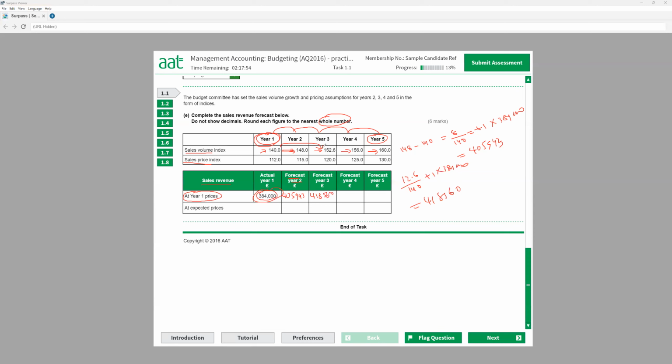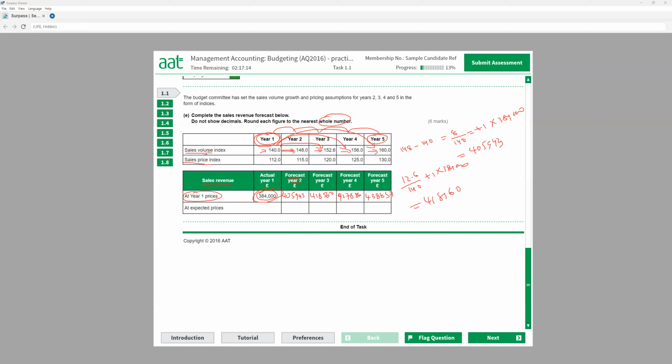Same way for year 4, 140 to 156, and that will give us 427,886. And finally 140 to 160, so we can see it's increased by 20. So 20 divided by 140, plus 1, times 384,000, and it will give us 438,857. That's it.